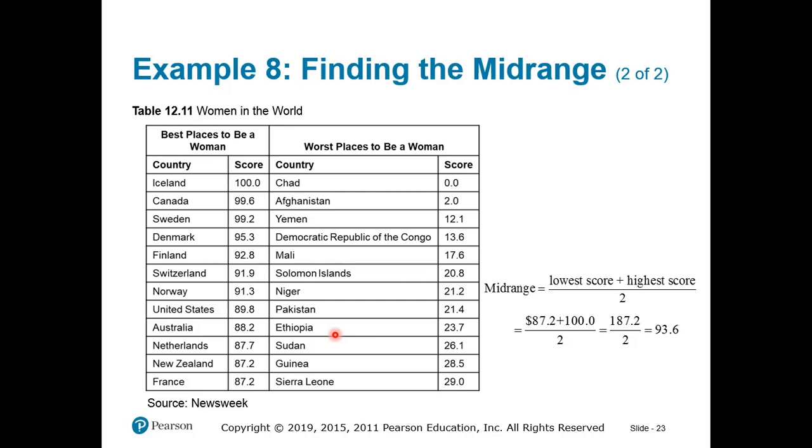Okay, so now the 12 best places to be a woman are right over here. So what's the mid-range? Well, the mid-range is we take the lowest value and the highest value and we average them. So in this case here, 87.2, that should not be a dollar sign, by the way, 87.2 and 100. So we take the average of these two, and this is the mid-range. So the mid-range is 93.6.